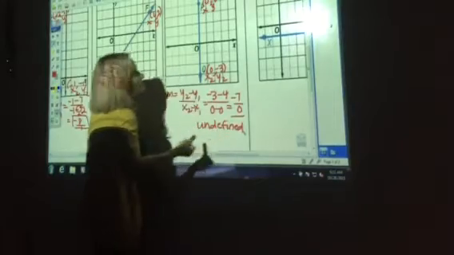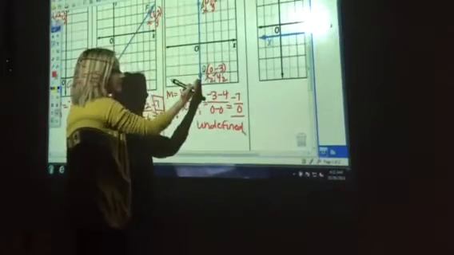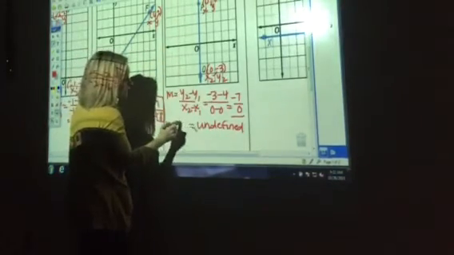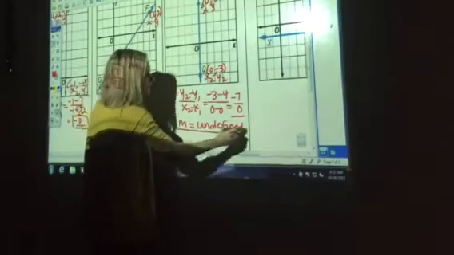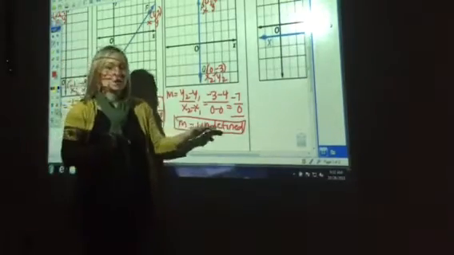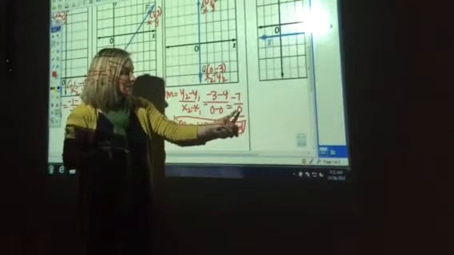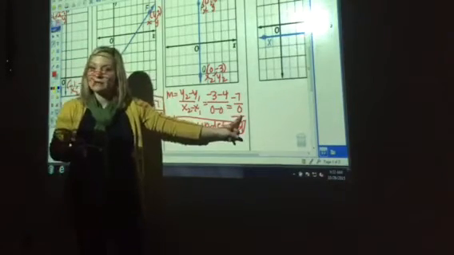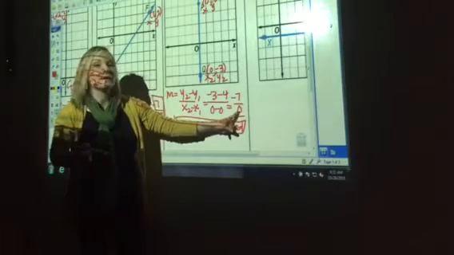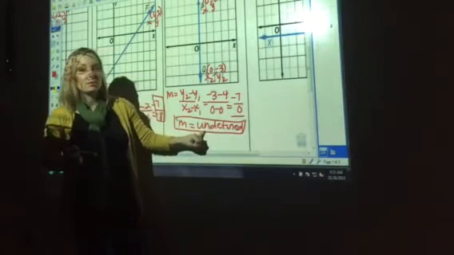Okay? Undefined slope. This vertical line right here is undefined slope. So anytime you get a 0 down there in the denominator, remember, you can't have a 0 down there in the denominator. If it's under the line, it is undefined slope.